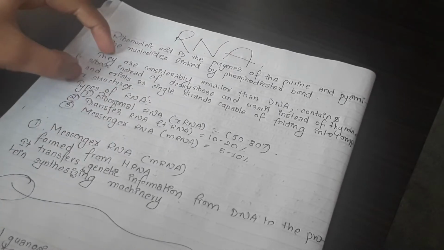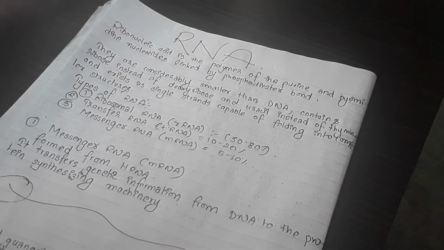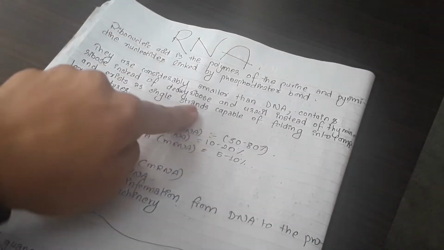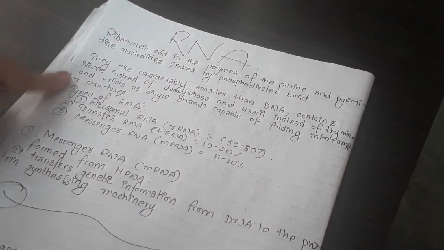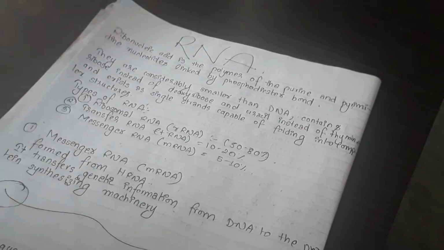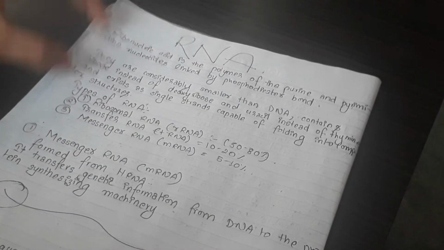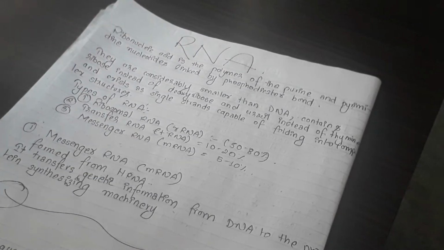Now the thing you should know is how this RNA is different from DNA. What makes it different is that it is a little bit smaller than DNA, contains ribose instead of deoxyribose and uracil instead of thymine, and exists as a single strand capable of folding into complex structures. These are the points you must know. They are very important; you can be asked in a viva or an oral test by your teachers.